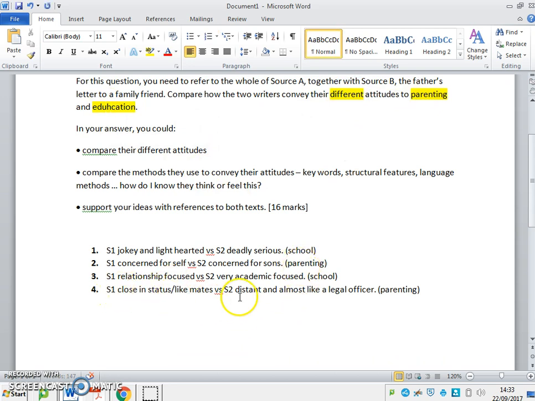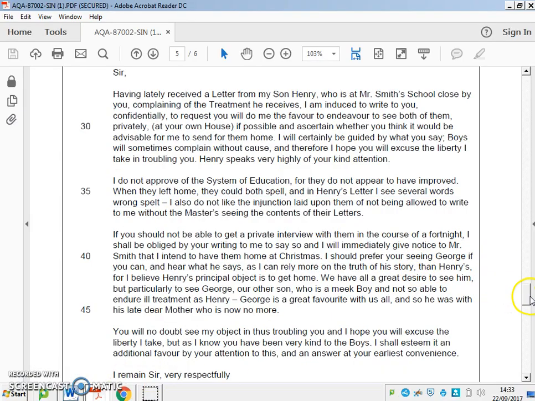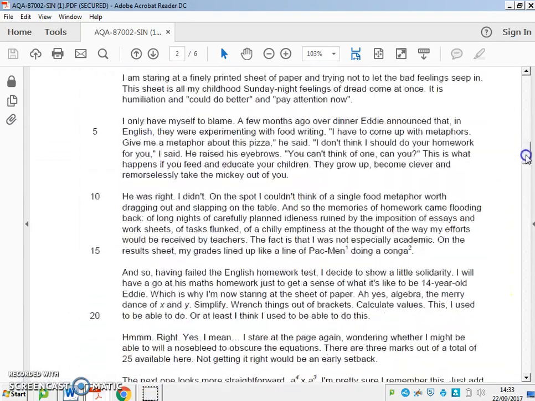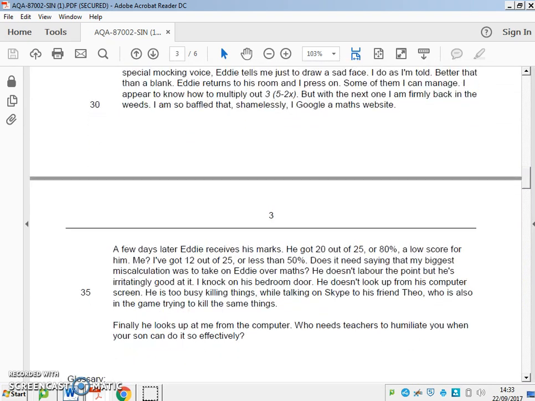And so here, if we're looking at the attitudes in parenting, you've got a very different philosophy. So this first one, all the way through, his son can embarrass him and can joke, and they have little battles. Look, does it need saying that my biggest miscalculation was to take on Eddie over maths? He doesn't labour the point, but he's irritatingly good at it.